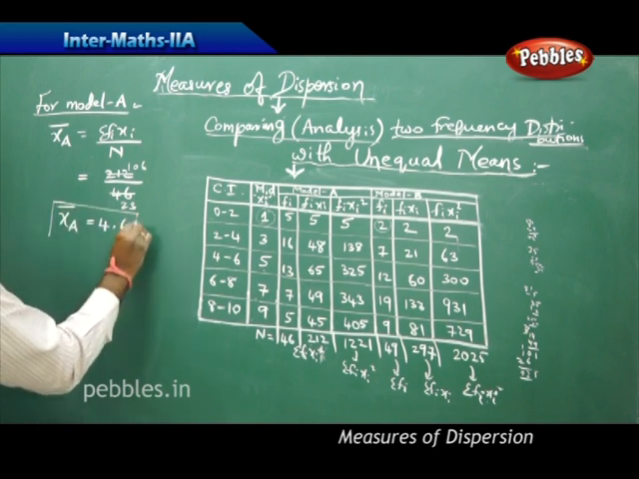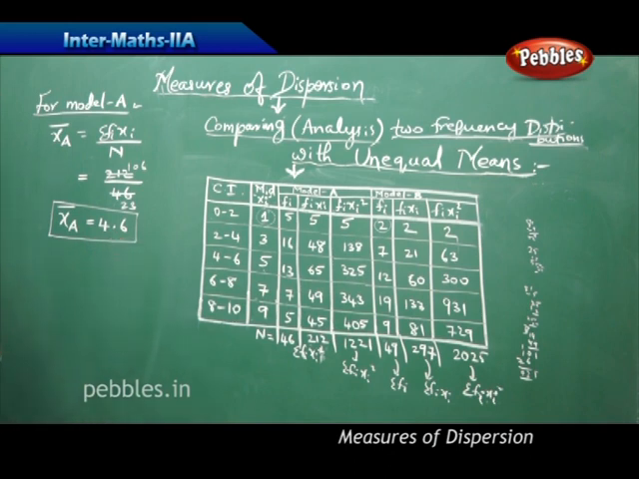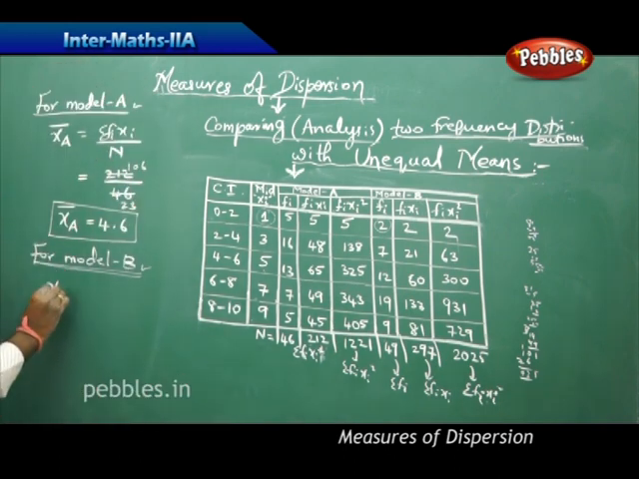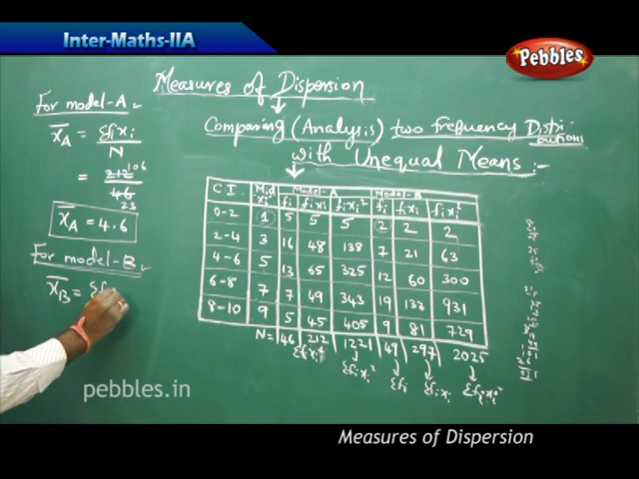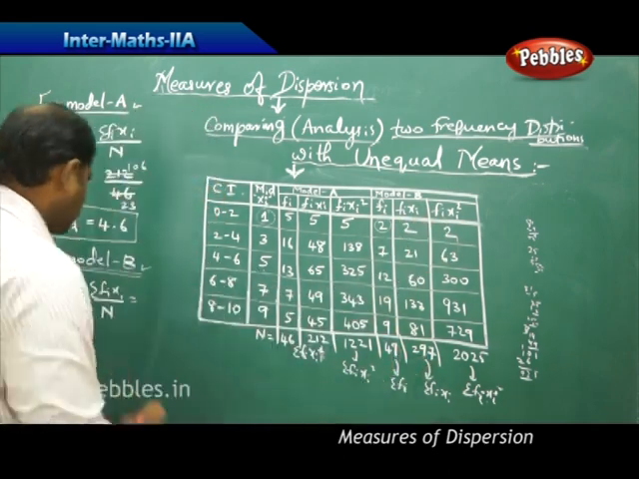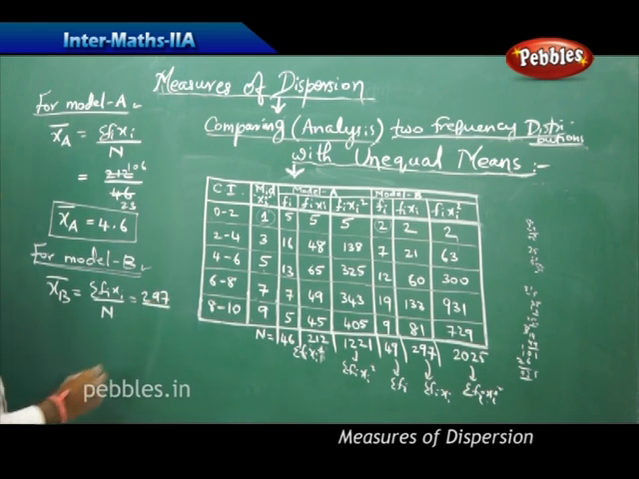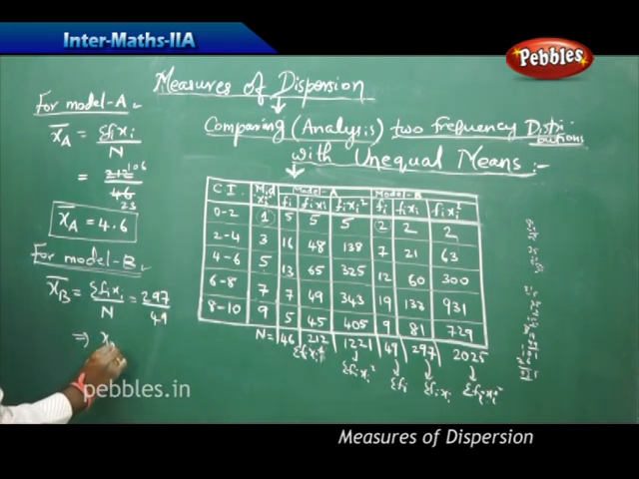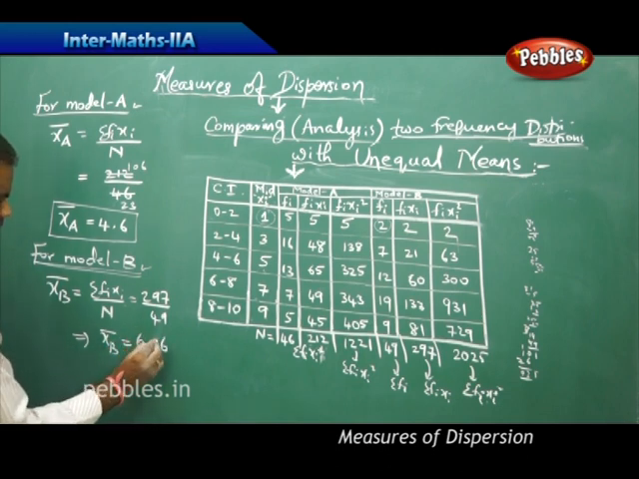So therefore, the mean of model A is 4.6, and similarly for model B, let's find the mean. The mean of model B, given by sigma fi xi by n, is 297, because for model B sigma fi xi is 297, divided by n for model B, which is 49, which on simplification gives the mean of model B as 6.06.